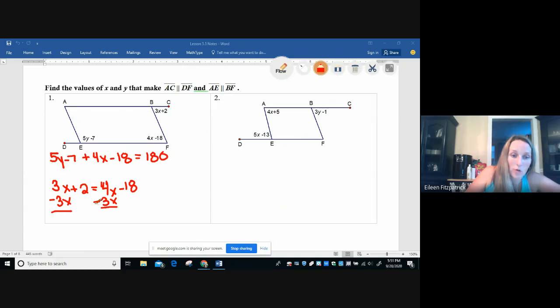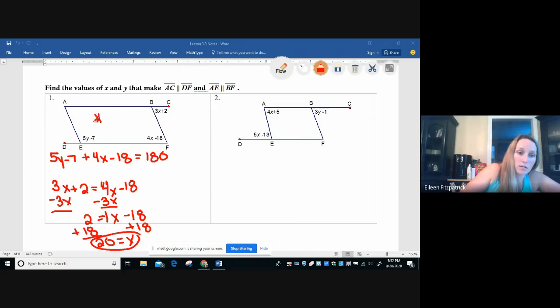And when I do so, I have a 1x over here. I wrote down the wrong side of the equation. All right, and then add 18 to both sides. So then I have 20 is equal to x. All right, so now that you know that x is equal to 20, I'm going to use this equation and plug that x value in to solve for y.